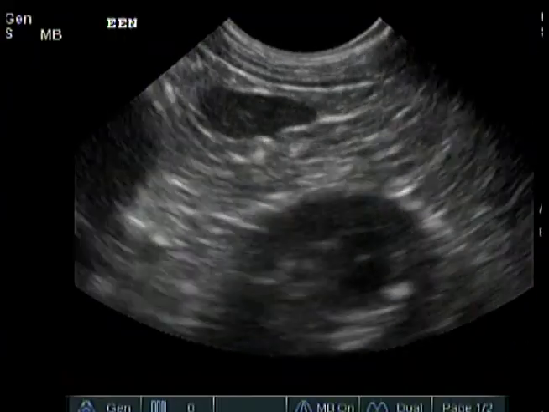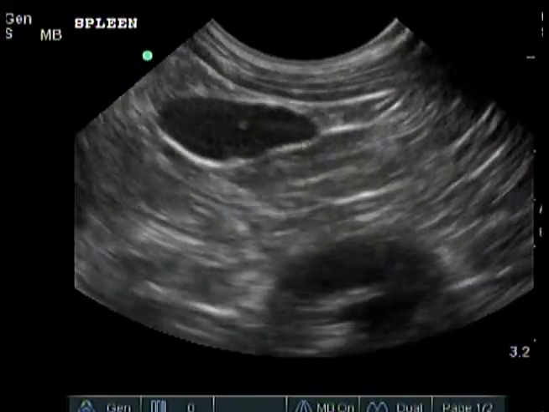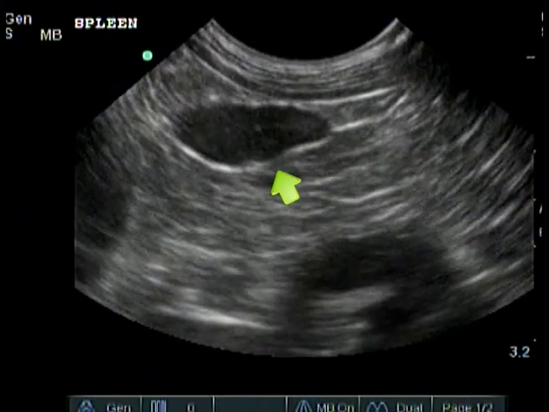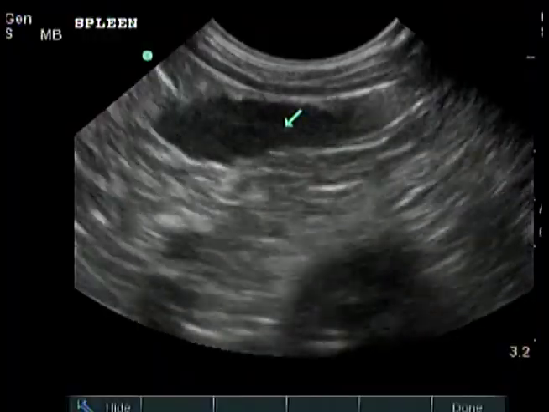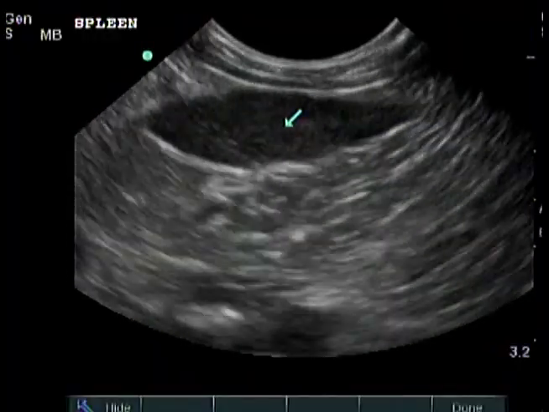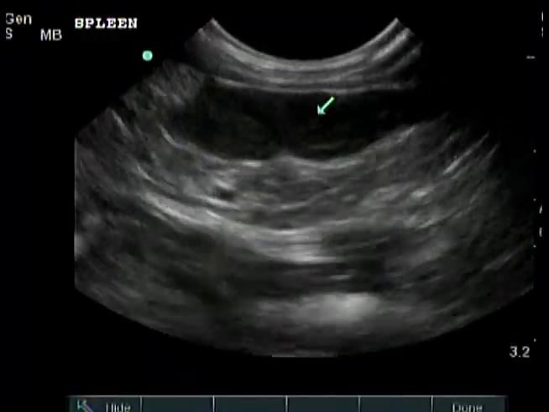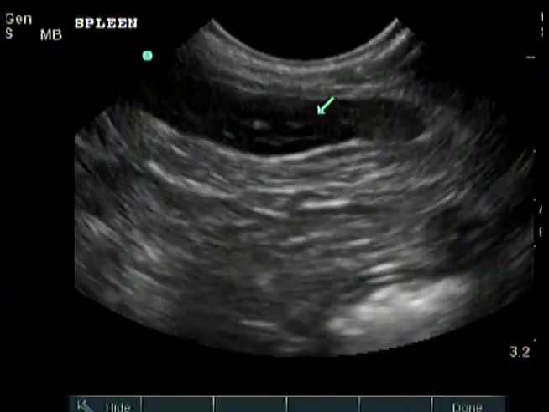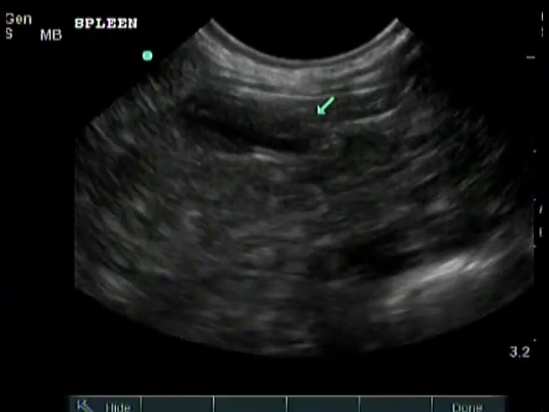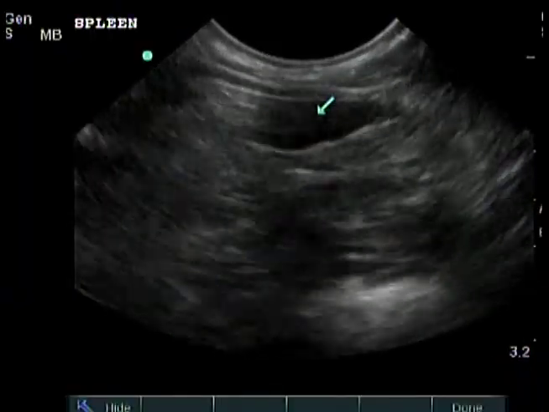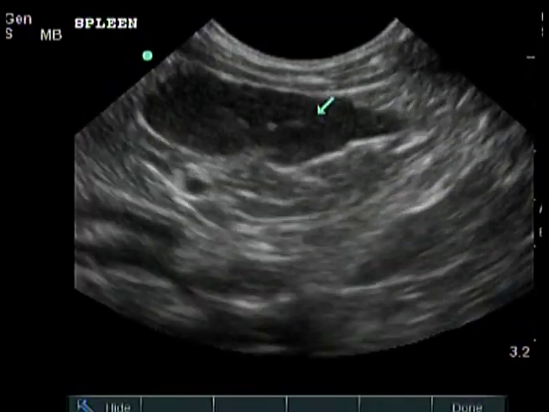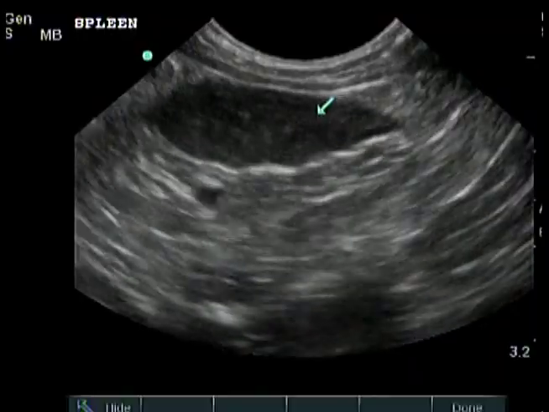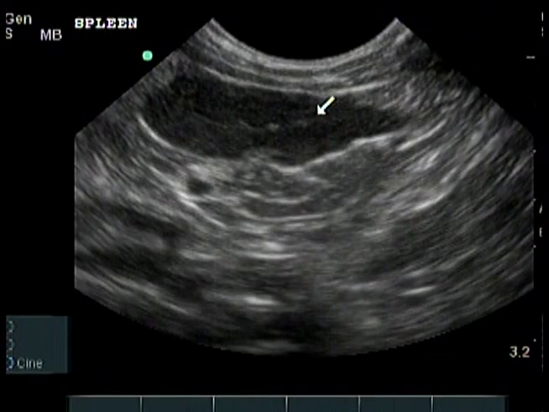On ultrasound, the splenic capsule is a thin, smooth, hyperechoic line. The splenic capsule and the trabecular system attached to the capsule contain smooth muscle cells that can contract to force red blood cells stored in the red splenic pulp into the general circulation during times of exertion, anemia, or shock.